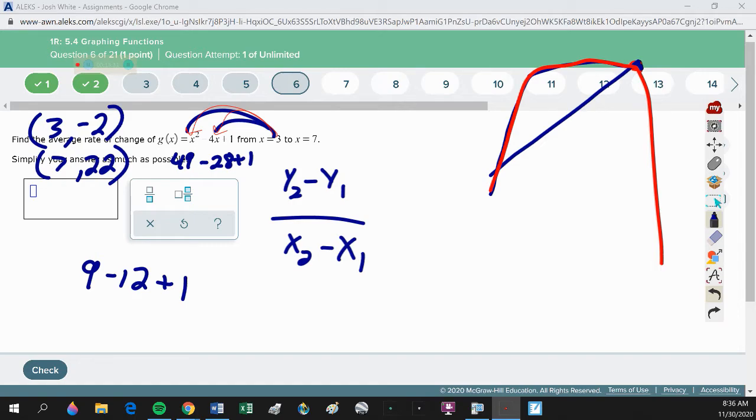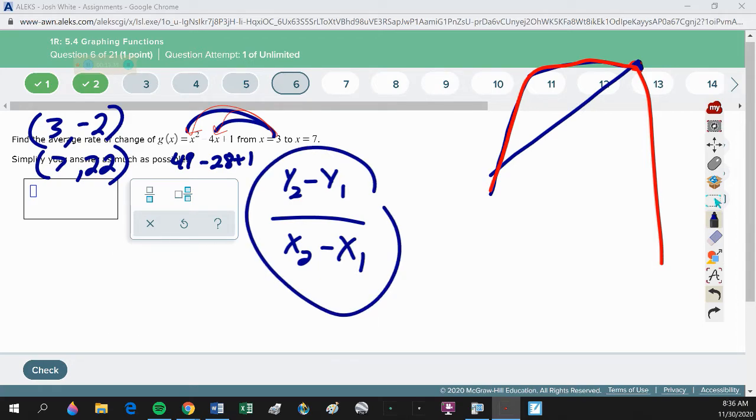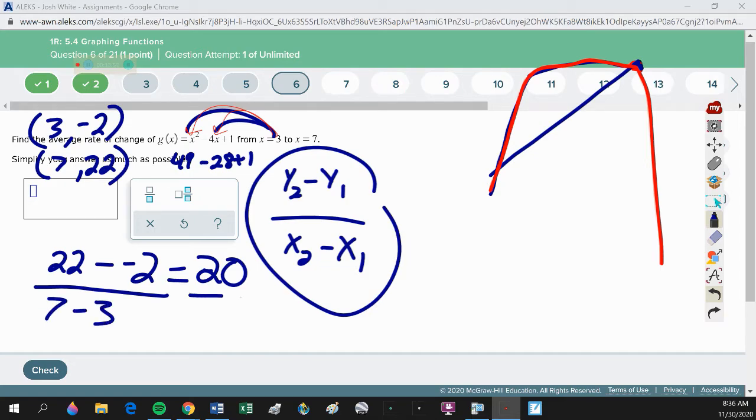Okay? Well, these are my points, so I'm just going to plug them into this formula. So y2, 22, minus negative 2 is positive 20, divided by x2, 7 minus 3, is 4. So my average speed would be 5 miles an hour. I think. Let's try it.